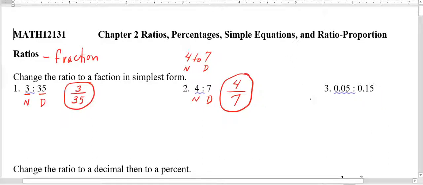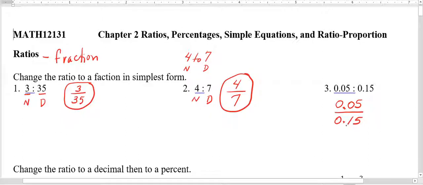Now, number 3 is a little more complicated because we have decimals. But I'm still going to write it as a fraction. I'm going to write it as 0.05 over 0.15. And let me erase that and try that again. Just like with writing any fraction, I don't want a decimal in the denominator. So I either need to multiply by something on top and bottom, or I need to move my decimal.